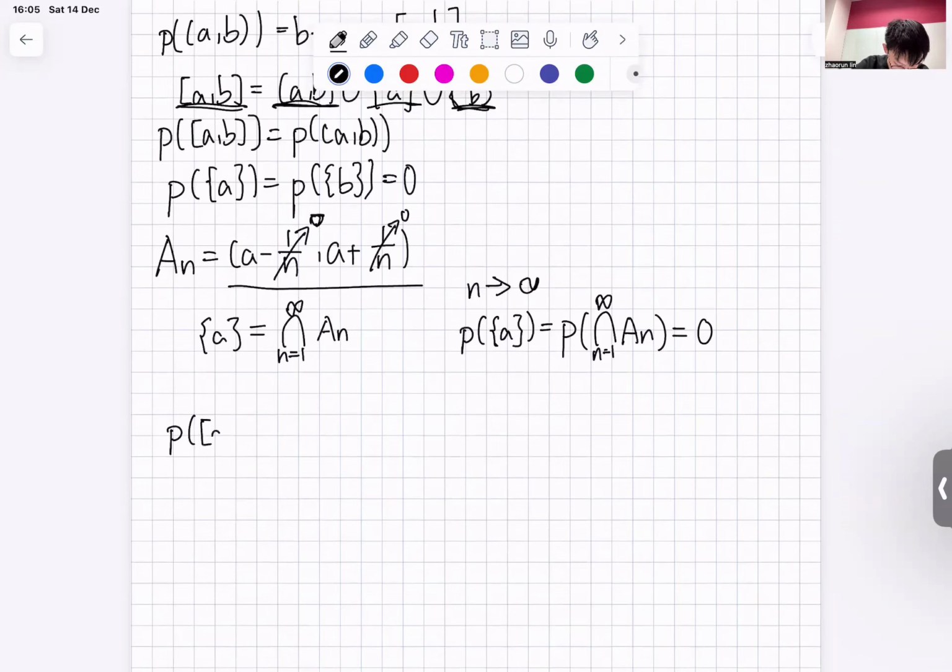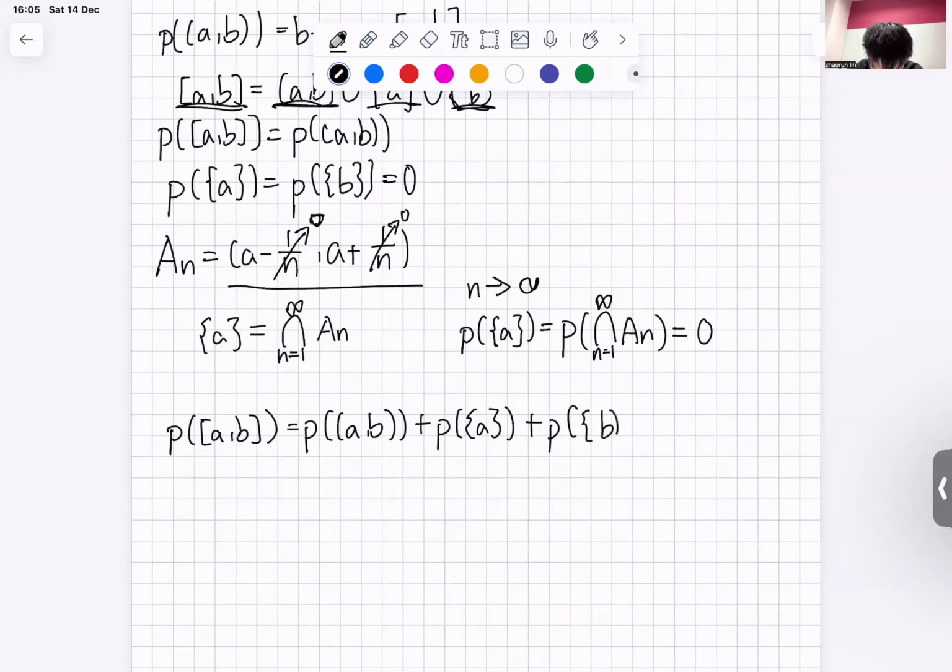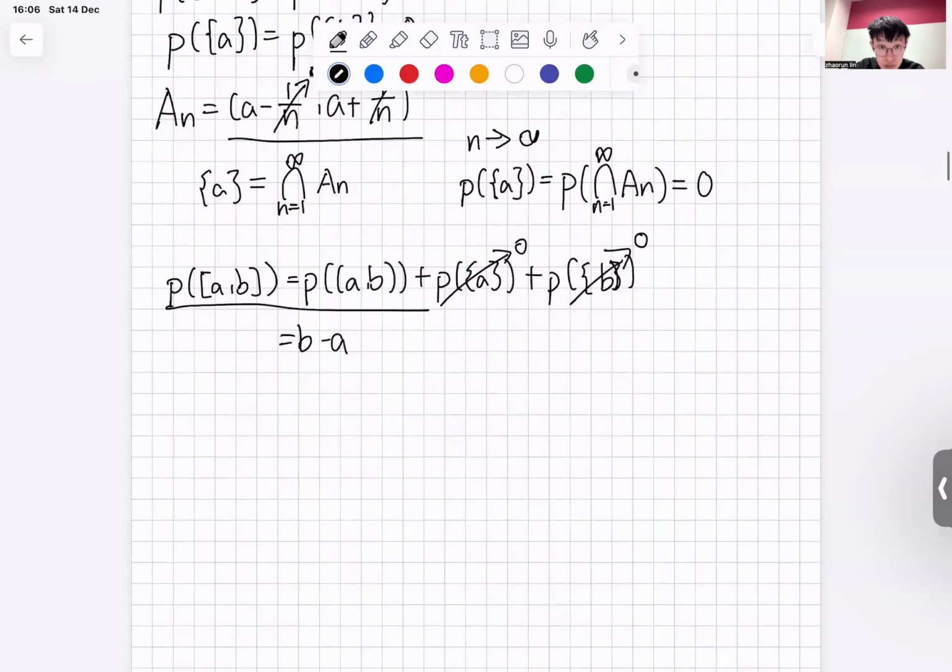And we have this closed interval equal to the open interval plus the singleton events {A} and {B}. And these are all 0, so the probability is equal to B minus A. Yeah, so this is for week 10, problem 1.